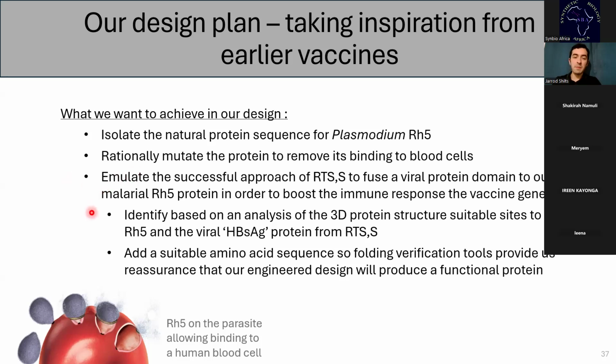And then we'll get into a bit of the more complex parts, but again, it shouldn't be too intimidating, where we're going to make a fusion of that, you remember it's called the HSBAG, this immune response generating part, onto our Rh5. And so we're going to look at the 3D protein structure, use that to inform how we can make our fusion, and then use the software tool called Benchling to piece everything together and make sure that it works, or predict how well it will work.